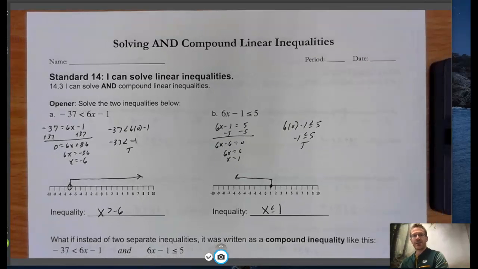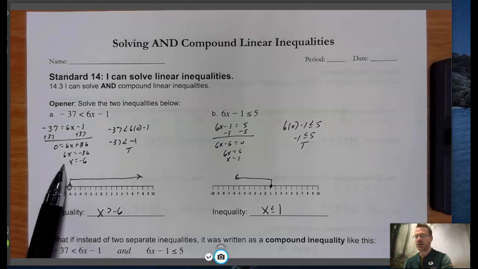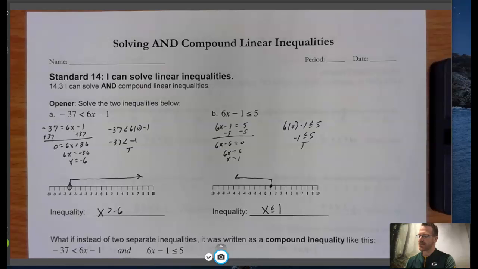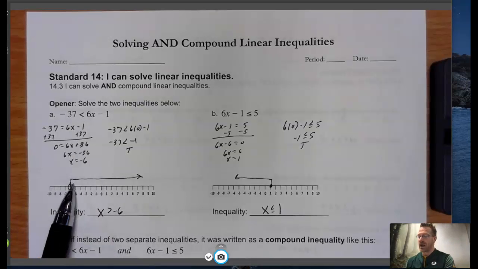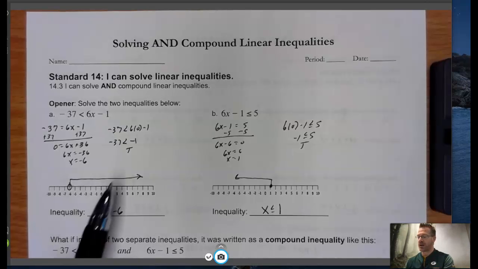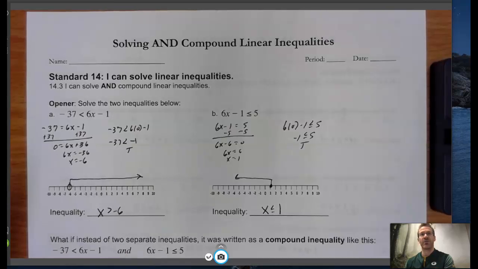Once again, we want to solve for the anchor first. We just set up our equation and solve like normal, and we get that our anchor is -6. The anchor gets an open circle because we have a less than here. Then once again, we have to test to see which side to shade on. When I test 0, I get -37 is less than -1, which is a true statement. So I want all the numbers on the right side, so that would be x is greater than -6.